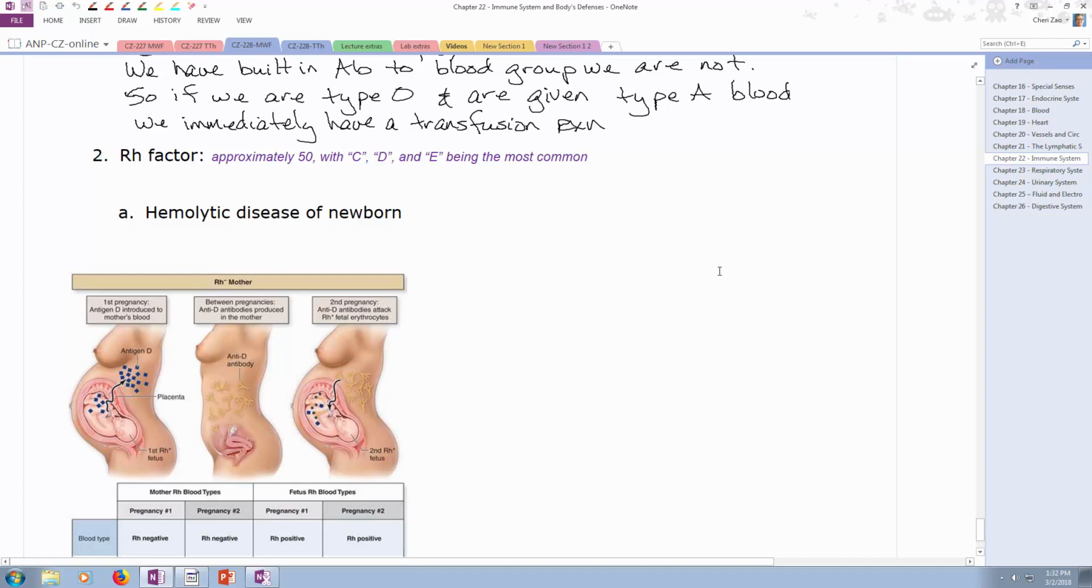Rh factor, on the other hand, is a different story. We had 30 for the ABO agglutinogens. Well, for the Rh factor agglutinogens, we have even more. We have about 50. And the most common ones out there are C, D, and E. So those are the ones that are most commonly found. In this situation, antibody is not preformed, and therefore we will actually have a typical primary secondary immune response.